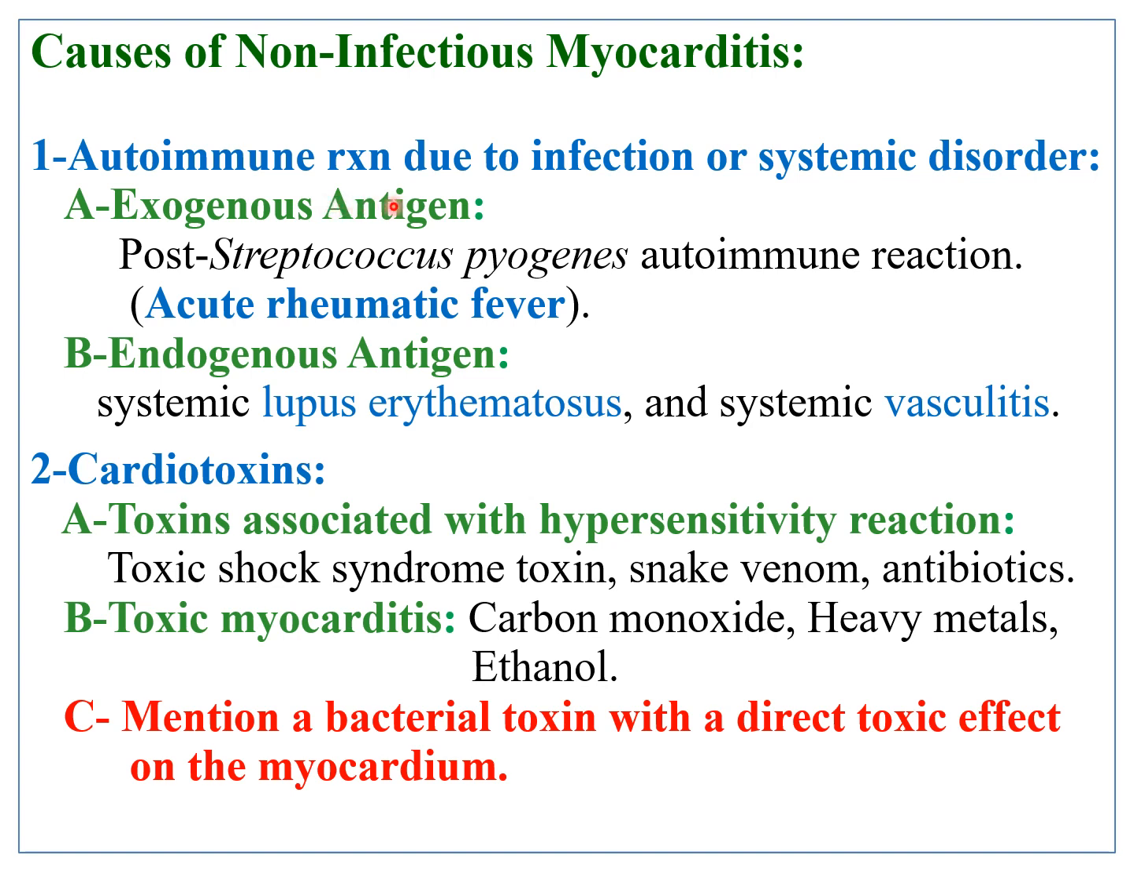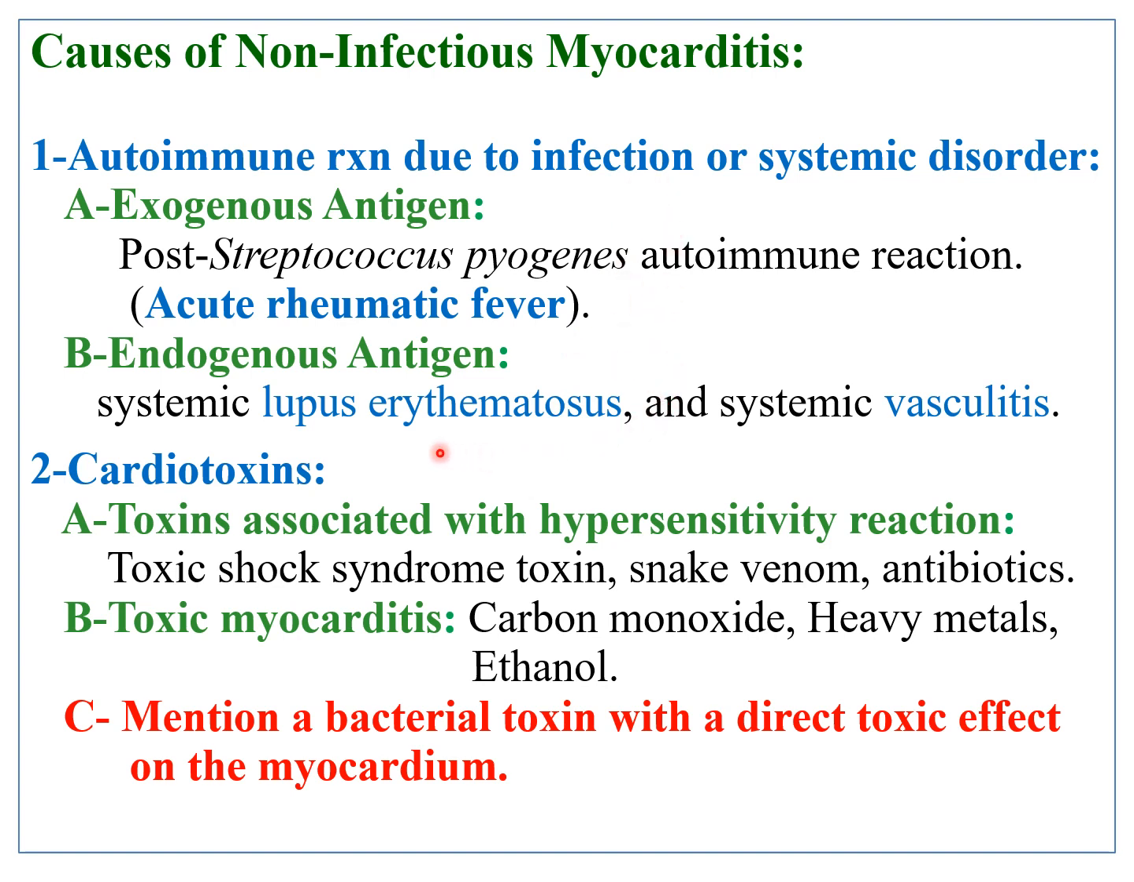Myocarditis can happen due to non-infectious causes, just like the autoimmune reactions. Some of these autoimmune reactions happen after exposure to an exogenous antigen, just like the case of acute rheumatic fever, which happens after the infection by the bacteria Streptococcus pyogenes. Or it can happen sometimes against an endogenous antigen, just like the case of systemic lupus erythematosus and systemic vasculitis, where the immune system is attacking some self-antigens. In both cases, myocarditis is going to start.